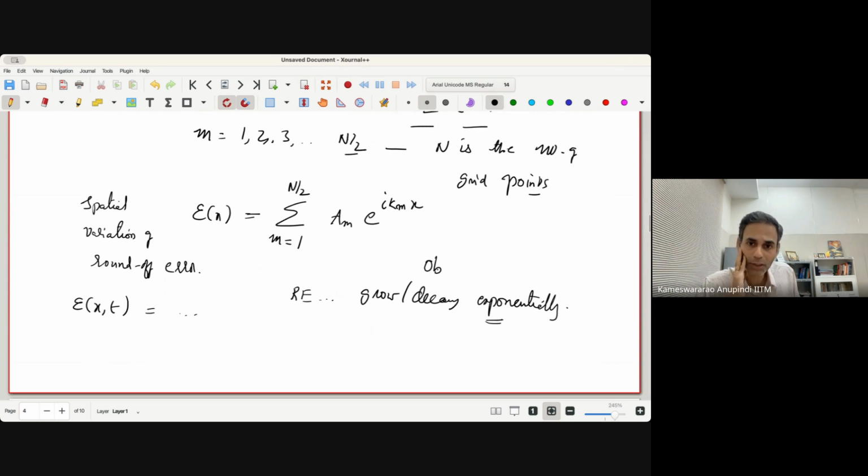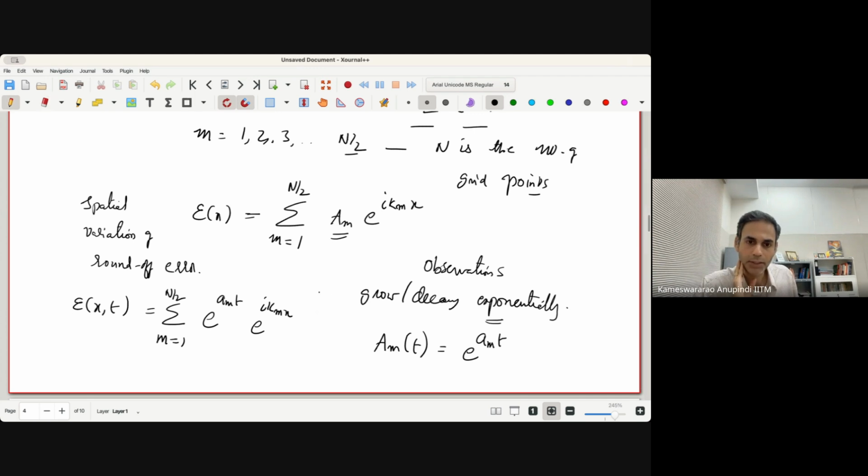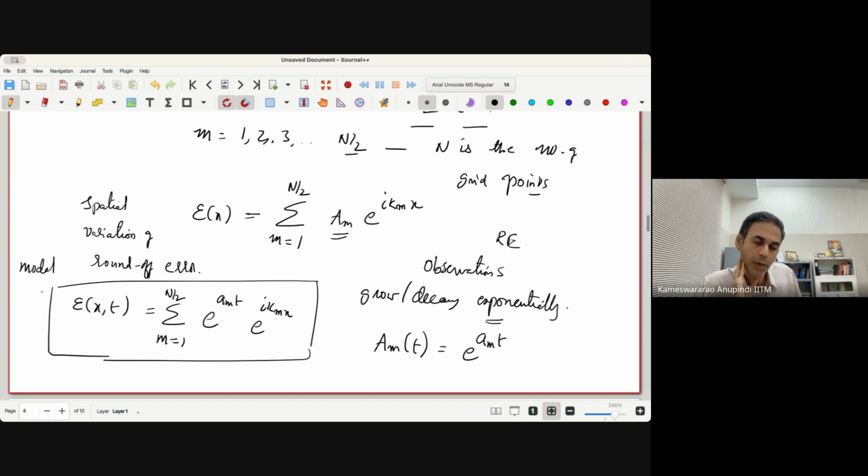So this is an observation coming from running several numerical simulations on a computer, in the context of round-off error. So it makes sense to include the time dependence in the amplitude and say that am is a function of time, and that is included as e to the power am times t. That means we are going to write this as sigma m equals 1 to N by 2, e to the power am times t, e to the power i km x. So that's our equation, or that's our model for the round-off error.